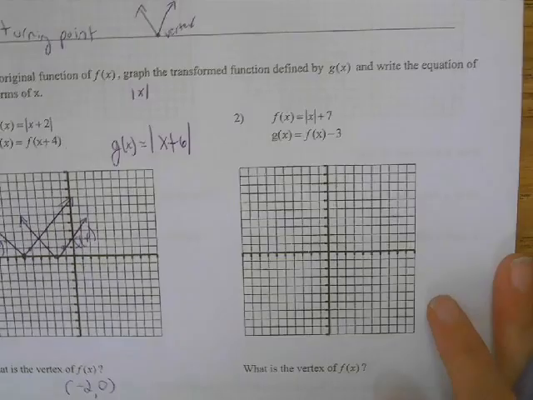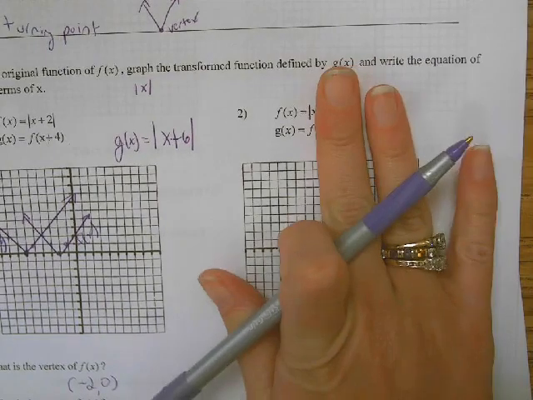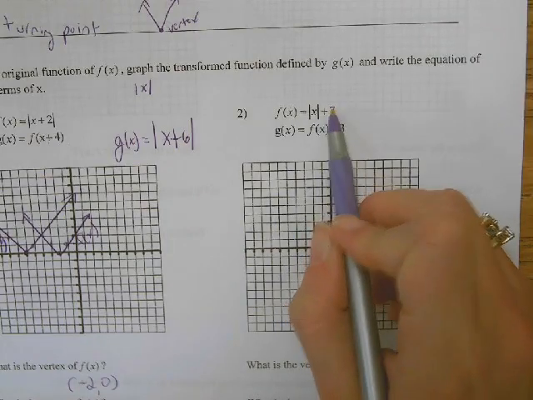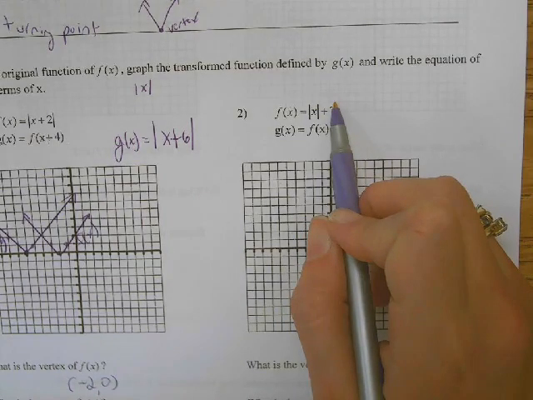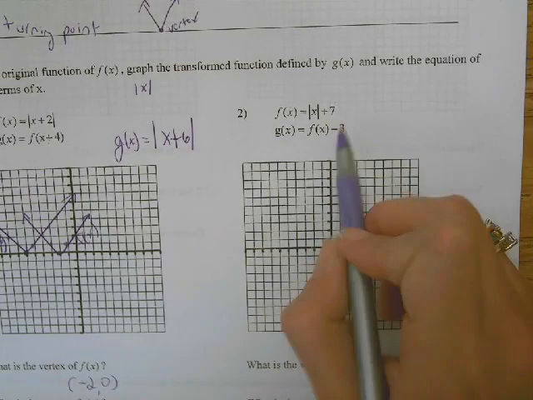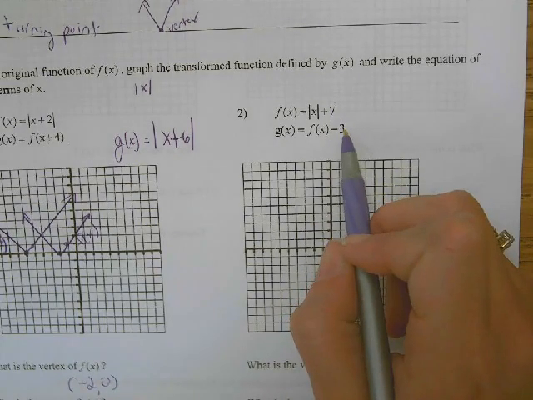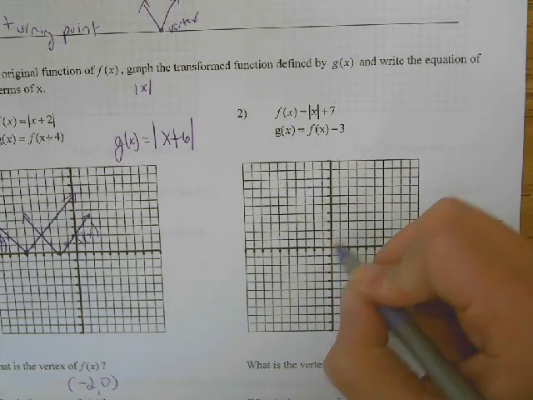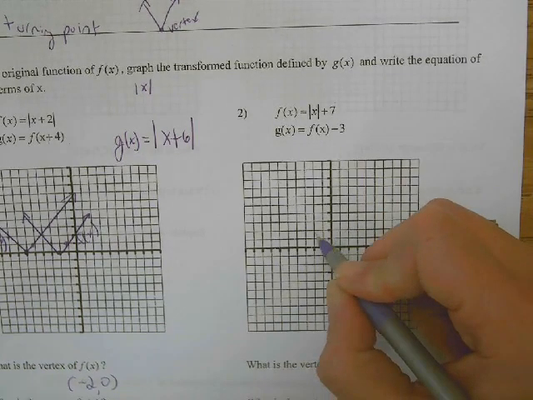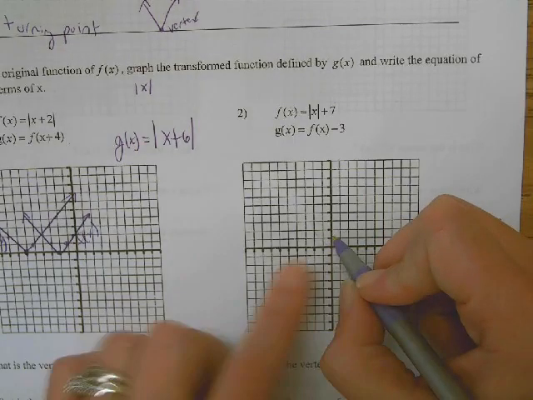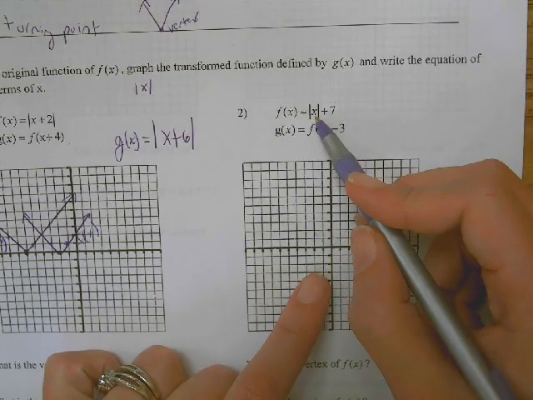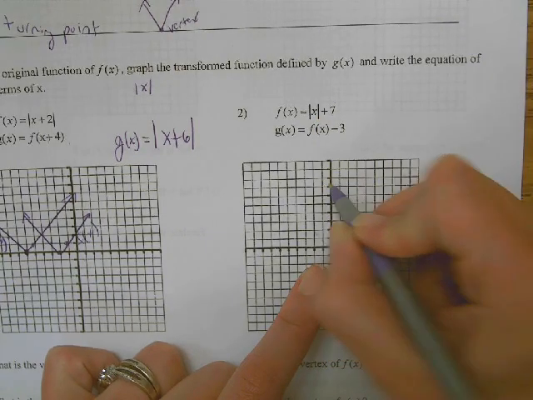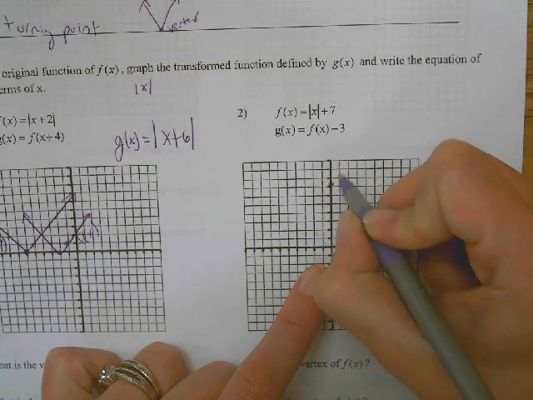Alright, so number 2. Parent function, absolute value of x. Okay, they're going to move it up 7. That's what this transformation tells me to do in the back. Shift up 7. Once I have that done, I'm going to take that and shift it down 3. So the original absolute value of x would be down here. Then this f of x, which is the absolute value of x plus 7, would move up 1, 2, 3, 4, 5, 6, 7. So now here's my vertex.